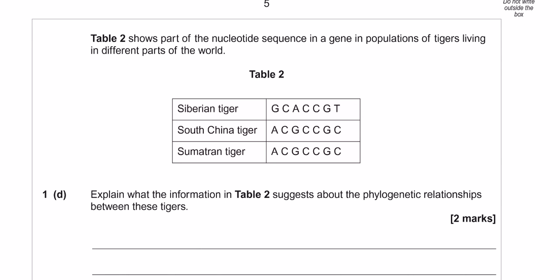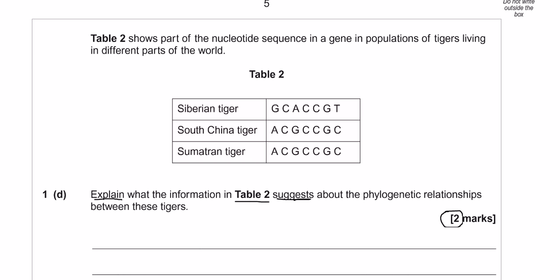So for 6c, okay, they give you some information related to the nucleotide sequence in a gene in populations of tigers living in different parts of the world. Okay, then it says explain. So explain what the information in Table 2 in bold suggests about the phylogenetic relationships. So again, 2 marks is looking for 2 points.